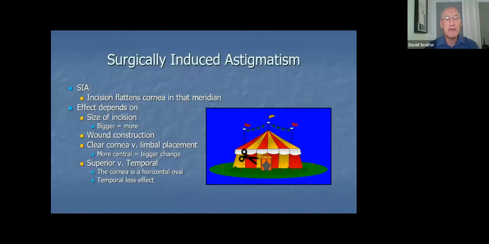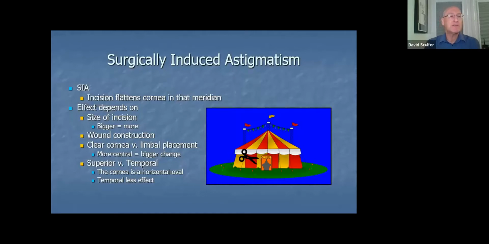I explain this to patients in terms of a circus big top. So I say, if you imagine a circus big top, a round big top that's supported by guy ropes, if you were to cut one of those guy ropes, then the tent is going to sag in that area and it will change shape. So that's the analogy I use when explaining to patients how their cornea changes, and in particular when they've changed in an unpredictable way.